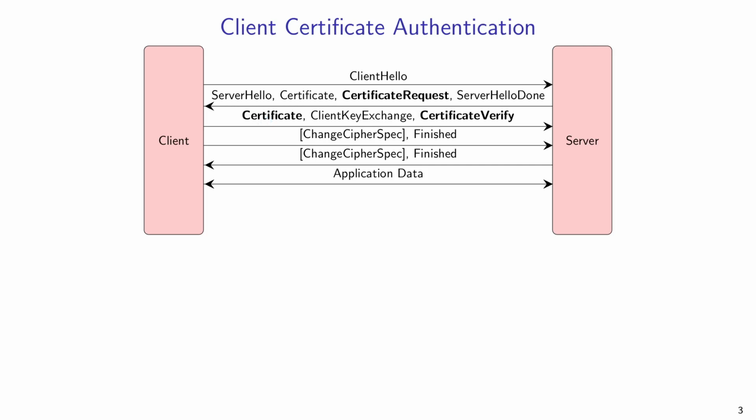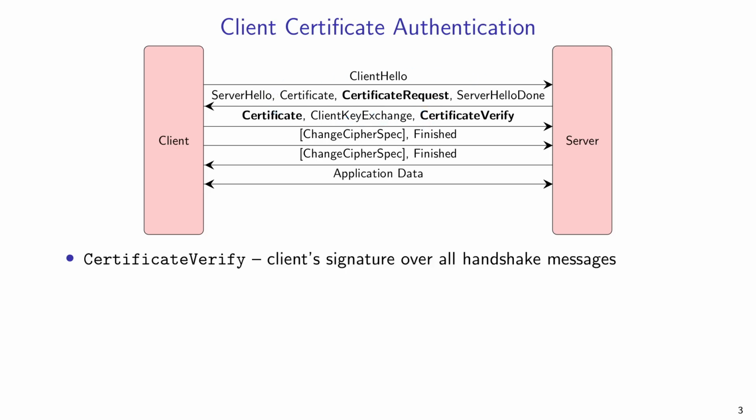Now, if the client sends its certificate, the client must prove to the server that the client has access to the corresponding private key. This is proven by the certificate verify message, where the client includes a signature made over all previous handshake messages exchanged. So the certificate verify message contains the client's signature over all handshake messages. The server can verify the signature using the public key from the client certificate and gain assurance that the client indeed has access to the corresponding private key. Everything else in the handshake continues as usual.